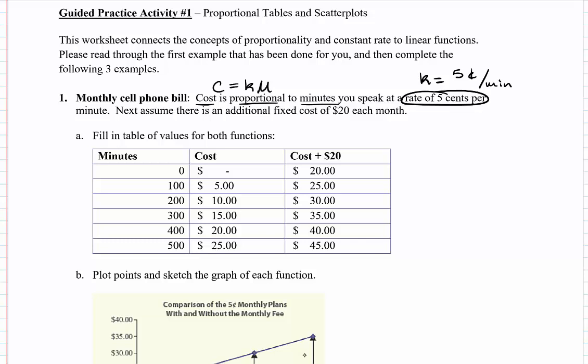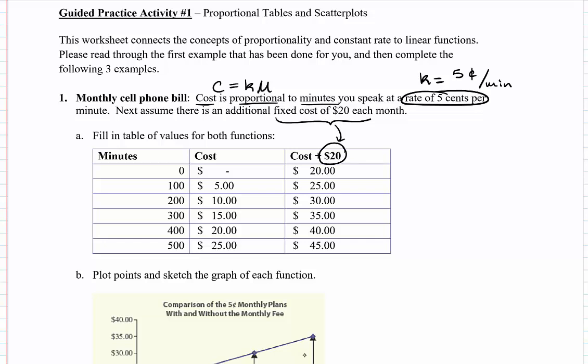And FYI, this symbol right here, C with a line through it, is cents. That's not a symbol you see a lot nowadays. Next, we're going to assume there's a fixed cost of $20 each month. That's why they're adding 20 on right here.